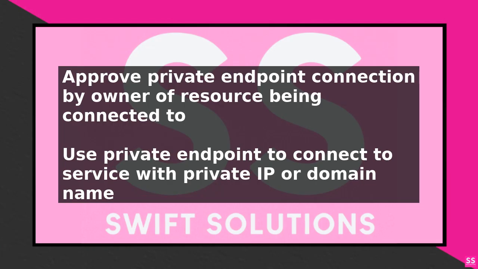After configuring the private DNS zone, you need to approve the private endpoint connection. The owner of the resource you are trying to connect to must approve the connection before it can be established. Once the connection is approved, you can use the private endpoint to connect to the service. You can use the private IP address or the fully qualified domain name of the service to connect.